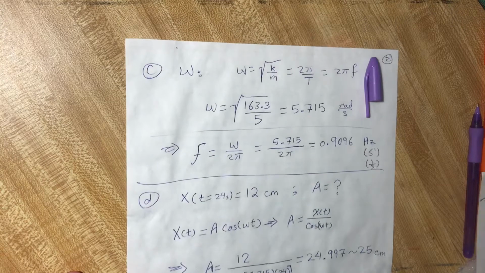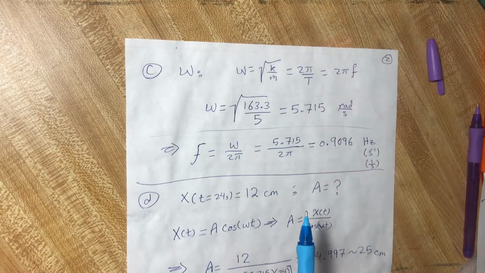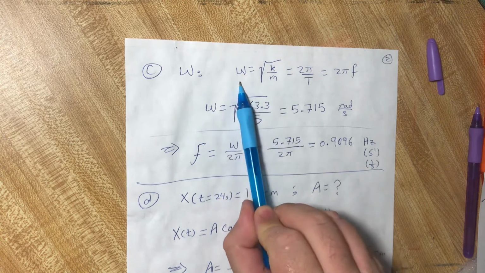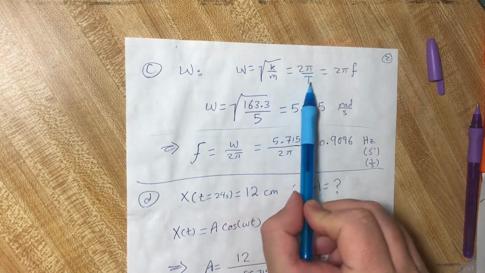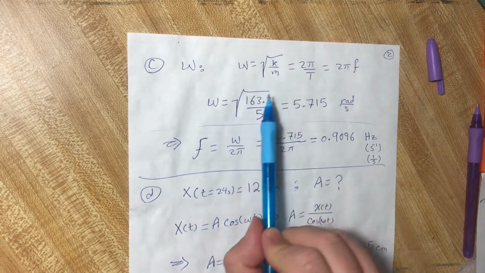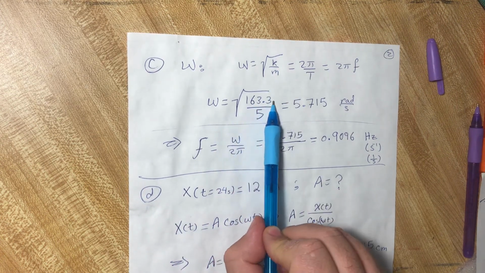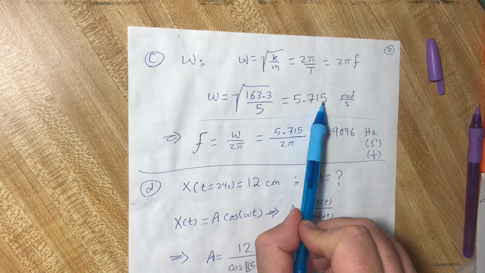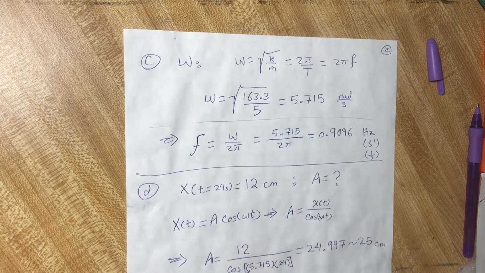Now, what we need to find next is omega, the angular frequency. It is equal to the root of k over m, or 2 pi over T, or 2 pi f. Omega is equal to the root of 163.3 over the mass, which is 5. It will be equal to 5.715 radians per second.